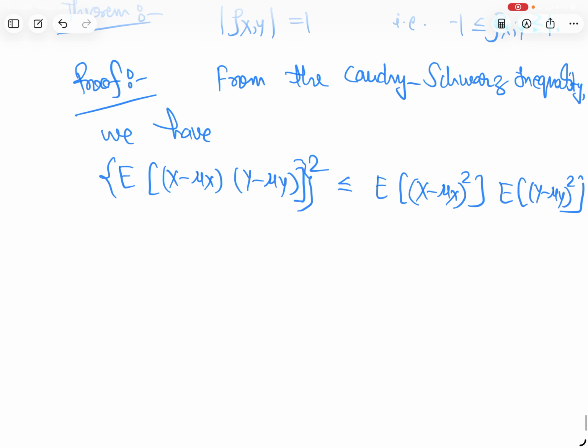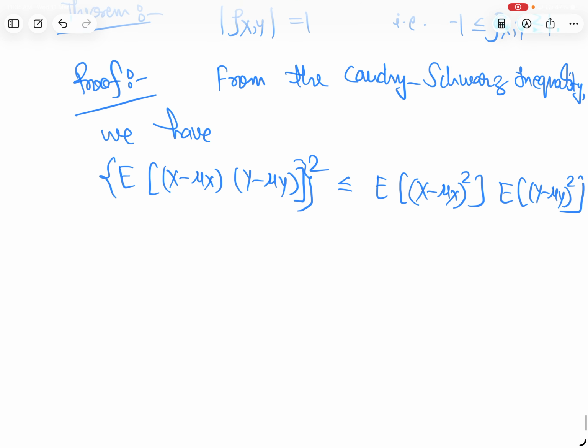So what is the meaning of this? Can you tell me? This is nothing but this left hand side. What is left hand side? Left hand side is covariance ka square. And what is this? This is sigma x ka square because this is variance. Variance is nothing but sigma x square. And what is this? Sigma y square.